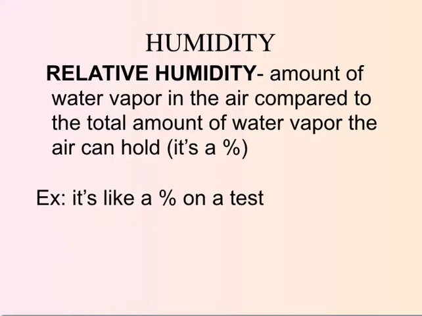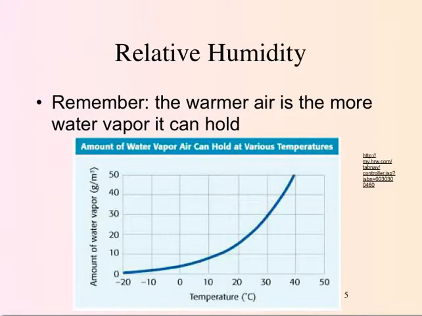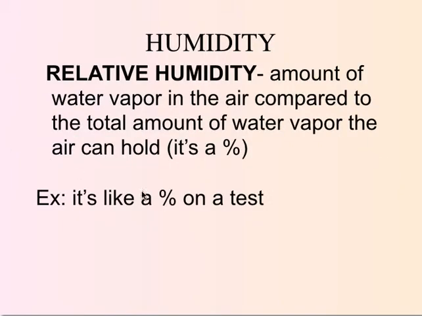That way it's easy to compare air of different temperatures, because the warmer the air is, the more water vapor it can hold. If air is 30 degrees Celsius, it can hold almost 30 grams per cubic meter. Compare that to 10-degree air, which holds about 8 grams per cubic meter. So as long as we can say what the percent is, we can compare air of different temperatures. That's why relative humidity is so important.